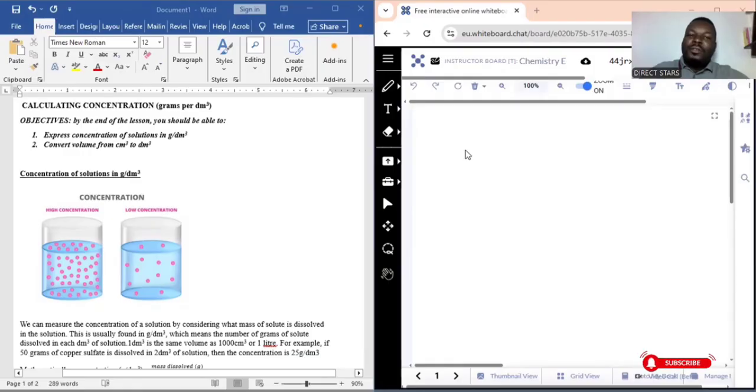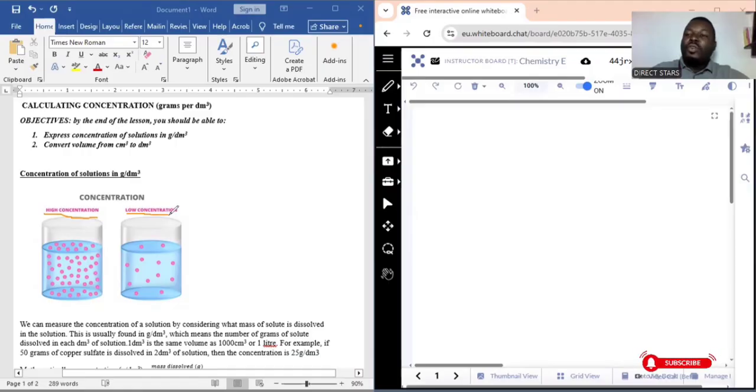You must have come across the concept of concentration before. Concentration simply means the amount of solute in solution. Take a good example and look at the image on this note. You would observe that the image with the high concentration tends to have more solute than the one with the low concentration.